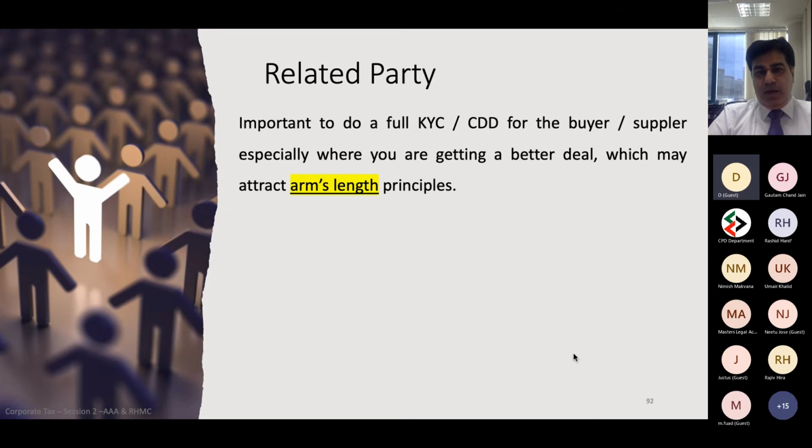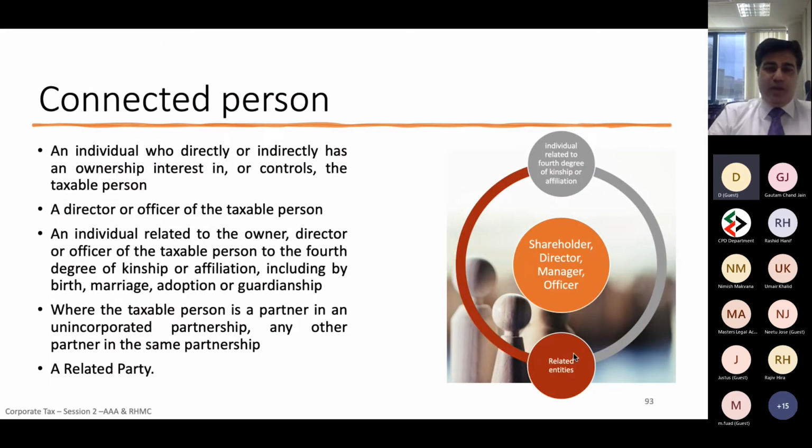I don't know how we will stretch it out, but this is a little bit of an open point which needs to be looked at in more detail. Any non-commercial deals need to be looked at in a much more granular or detailed way. Now, that does not stop here. This is related party we talked about; now we are talking about connected persons. Any connected people, such as shareholder, director, manager, officer, if they are connected with any buyer, supplier, or related entity, that also comes as part of the principle which we are talking about.